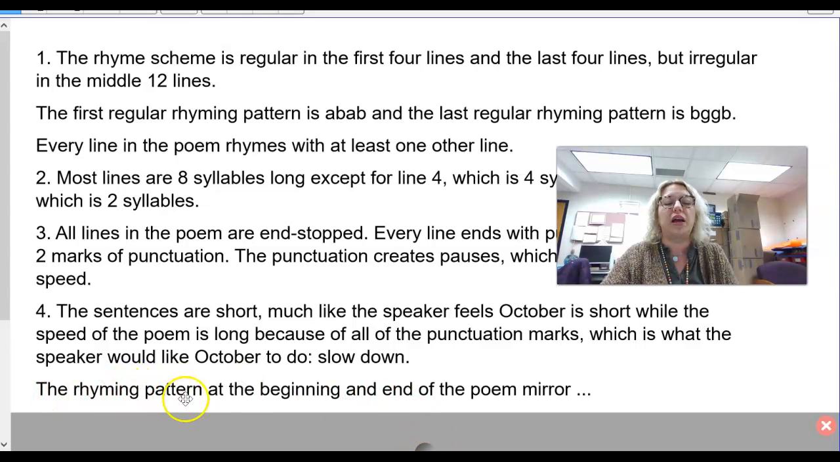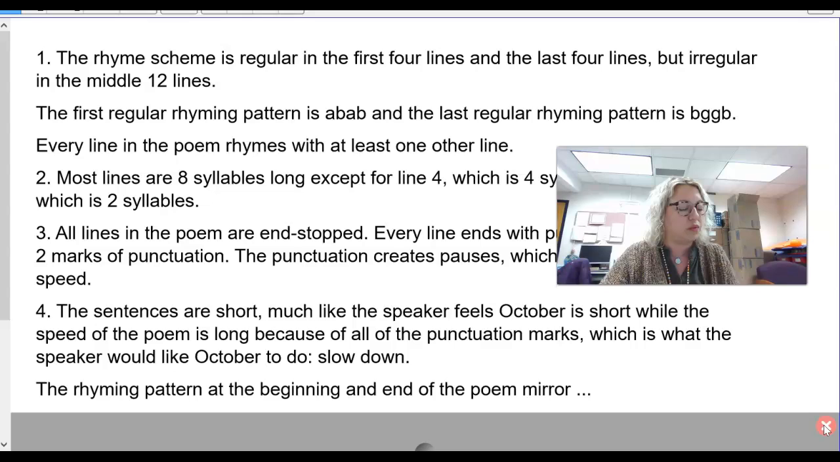Now, if we were to move to rhyme, I want you to finish this one. We could start with the rhyming pattern at the beginning and end of the poem mirror the content because, and then you finish that one. What do you think? What is similar between the rhyme scheme and what the poem is about? It's a great way for us to get to meaning when it comes to a formalist interpretation. I also want you to try number 5 on your own.